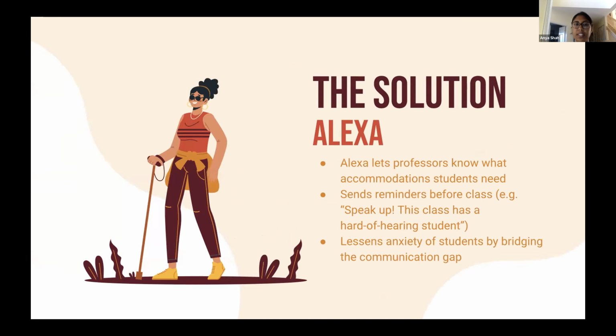So alongside what SLDS has to notify the professors, we thought one solution would be using Alexa. Alexa would notify professors before the semester starts and before class what accommodations each student with a disability in the class needs. If someone's hard of hearing, Alexa would say, don't forget you need to speak up during class, or before an exam, it will let them know, don't forget you need to give them extended time for this particular exam. And this helps lessen the anxiety for students to go up and tell their professors, and they don't have to worry about professors not giving them the accommodations that they need.